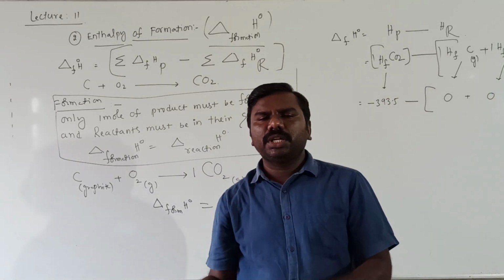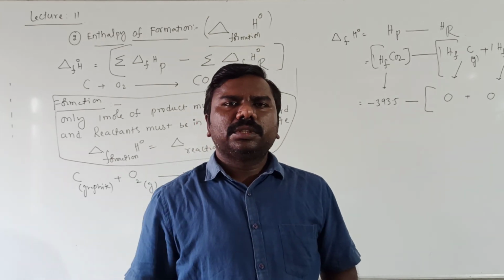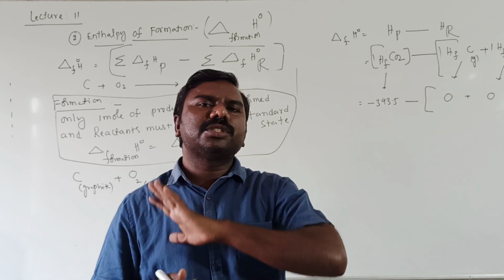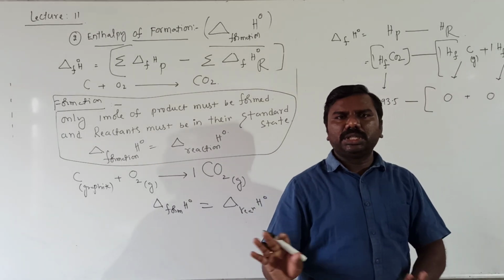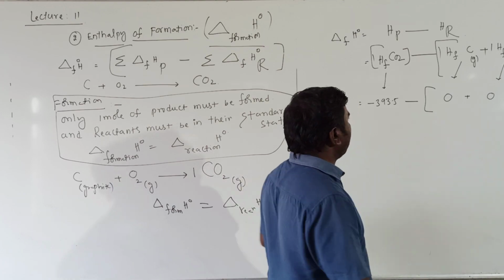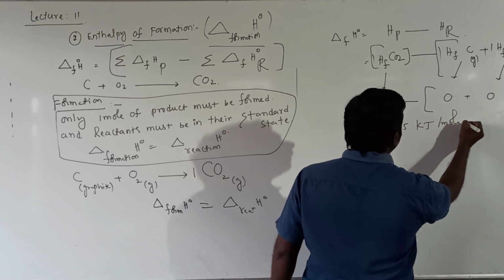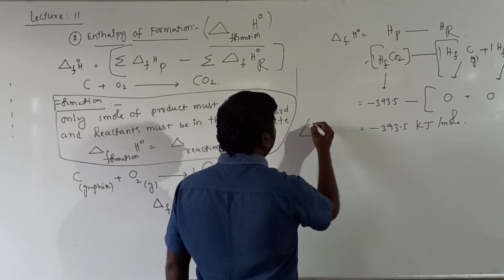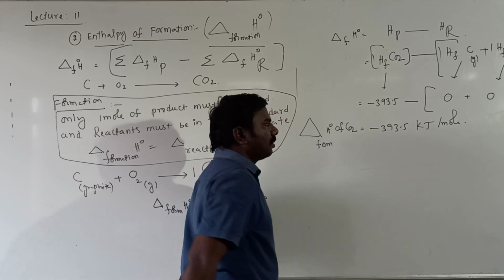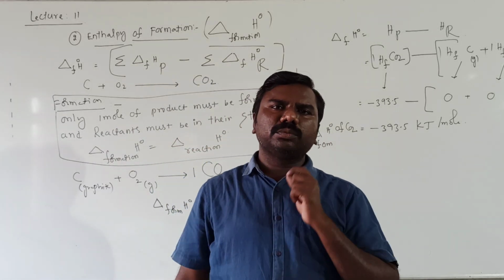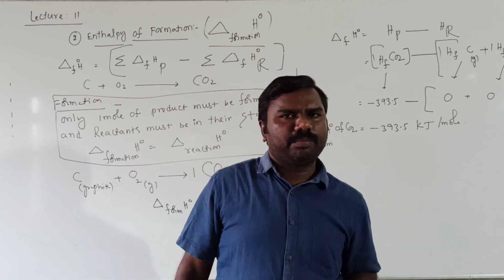Students, the enthalpy change for the formation of elements in their standard state becomes 0. Just now I have written: for graphite 0, for oxygen 0, you need not remember these, the values are 0. Then the answer will be minus 393.5 kilojoules. It is nothing but the enthalpy of formation of 1 mole of CO2 gas. Like this we need to calculate enthalpies of formation for different compounds.